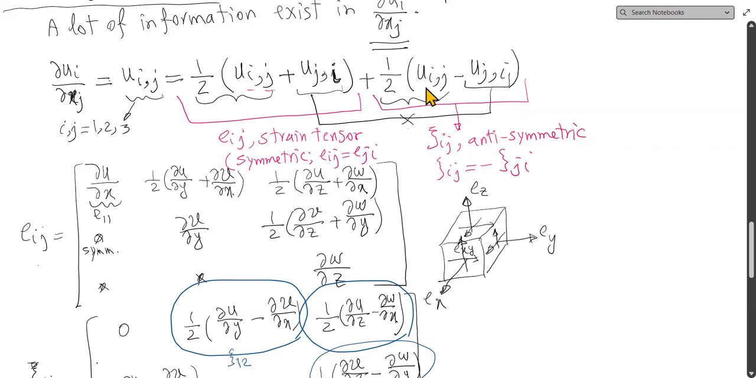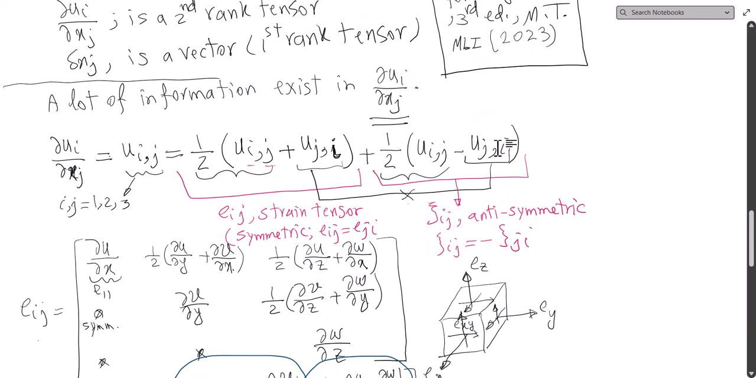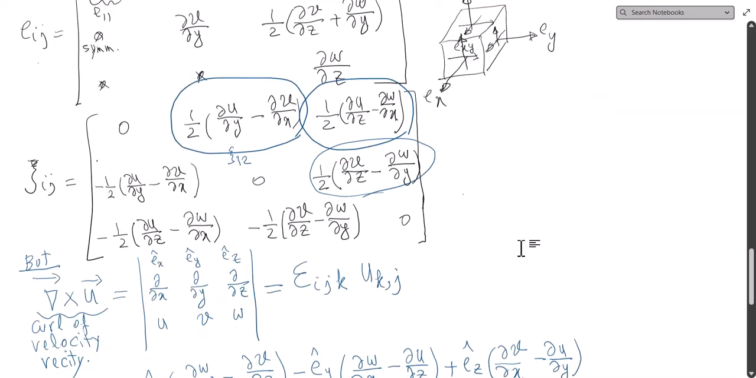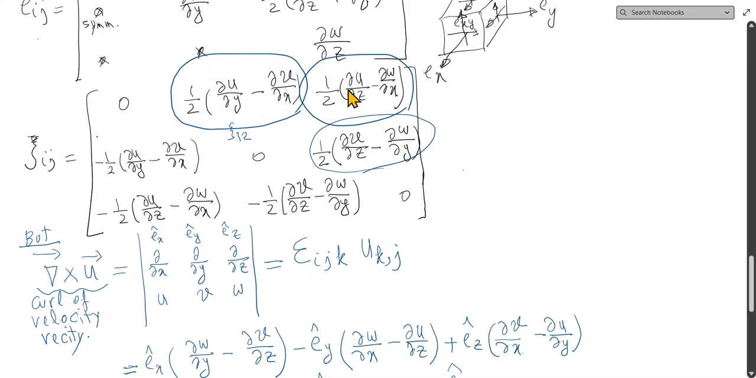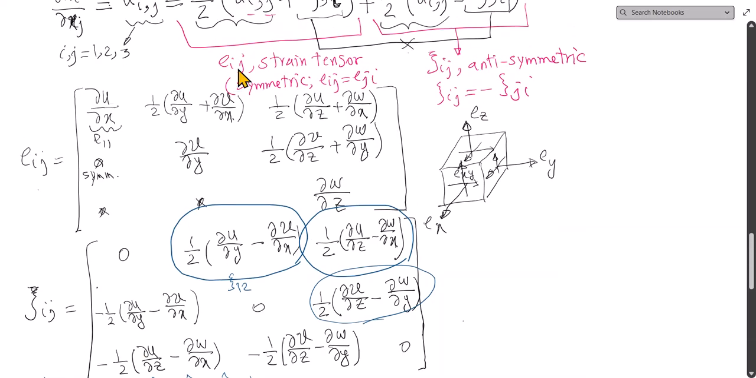Now for this one, this is antisymmetric. For a tensor which is antisymmetric, the diagonal should be 0, because if you exchange i and j, it should satisfy this relationship, and you cannot have a positive number equal to its negative value unless it is 0. For the remaining terms, you basically calculate, and then you get the antisymmetric part. So this is not symmetric, but this is symmetric.